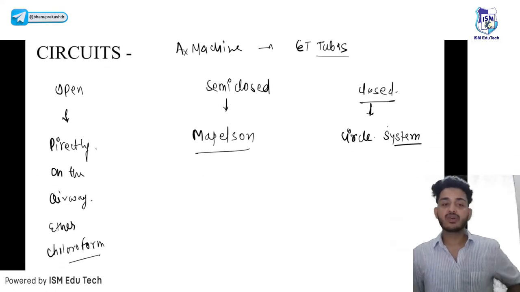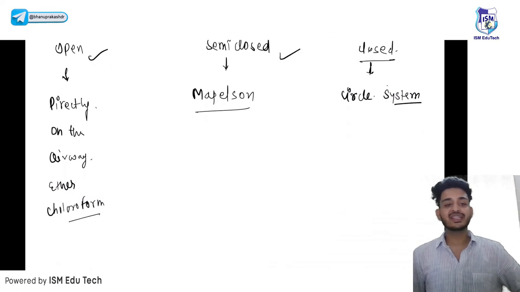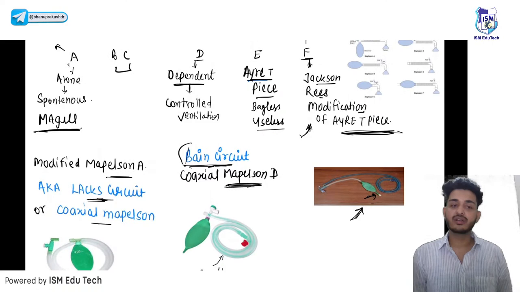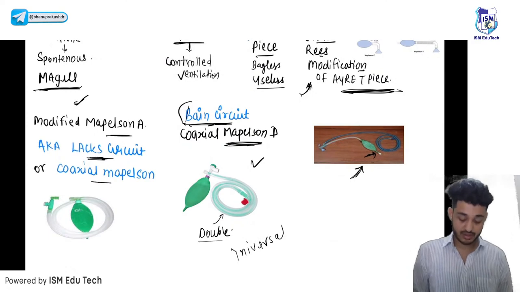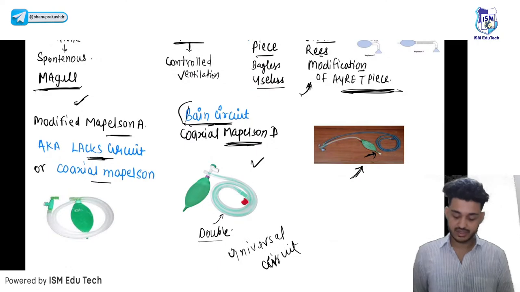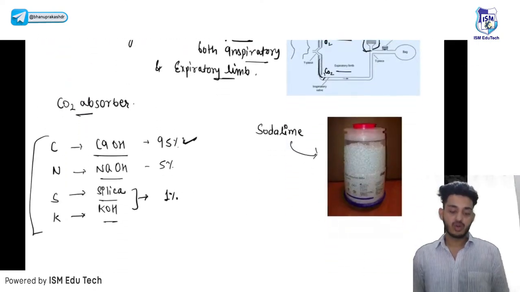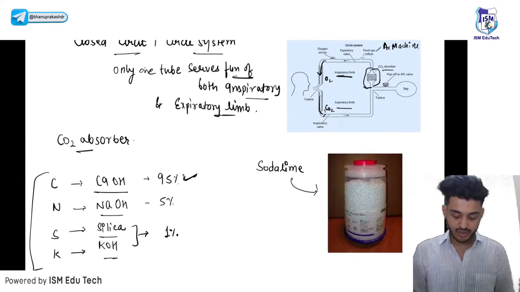Now let's talk about the circuit. Open circuit, closed circuit, semi-closed circuit. Mapleson E is T-piece, also known as the Magill circuit, D is the universal circuit. Universal circuit we are using in the, this one is the Jackson. Closed circuit we have seen, the constituents you should remember.